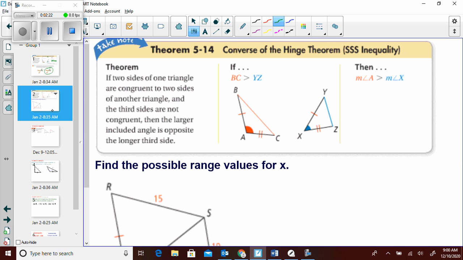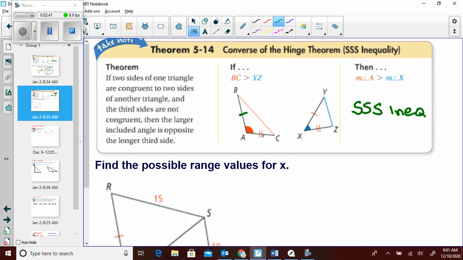Okay. Now, let's look at the converse of the hinge theorem. Remember, it's opposite. You can call it the converse of the hinge theorem. I would use side, side, side inequality because it says I have three sides.